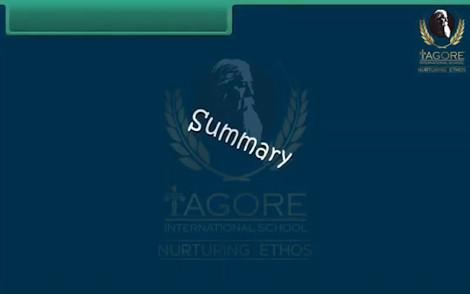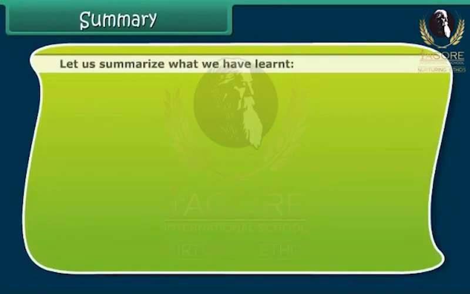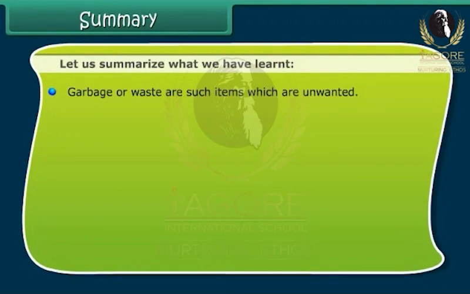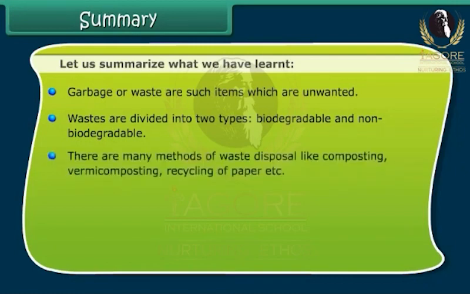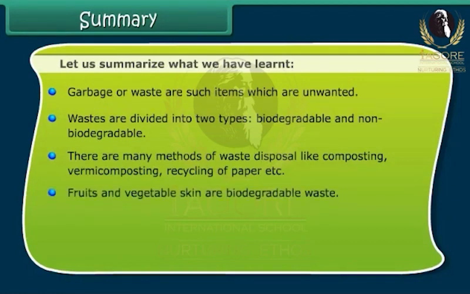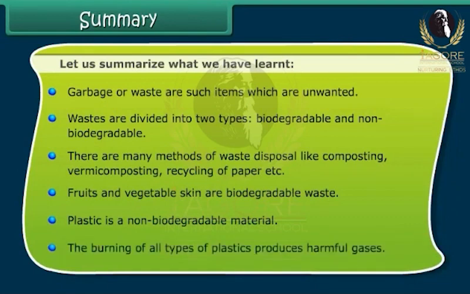Summary. Let us summarize what we have learned. Garbage or waste are such items which are unwanted. Wastes are divided into two types: biodegradable and non-biodegradable. There are many methods of waste disposal, like composting, vermicomposting, recycling of paper, etc. Fruit and vegetable skin are biodegradable waste. Plastic is a non-biodegradable material. The burning of all types of plastics produces harmful gases.